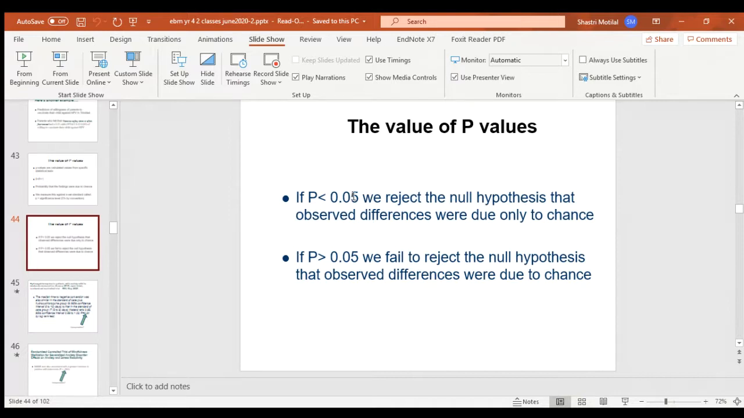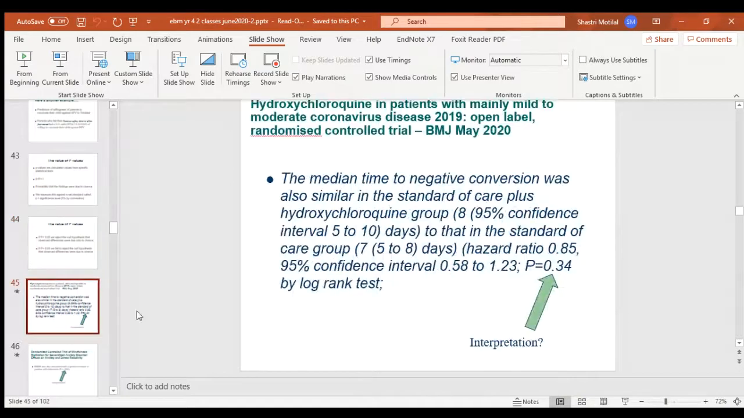So let's go into two examples. Again, I try to make examples relevant to what the world is going through now. This was one of the studies published in BMJ last month, hydroxychloroquine for patients with COVID-19. And this was the results, copied and pasted from the paper. So what are the results saying? The results are saying all kinds of stuff.